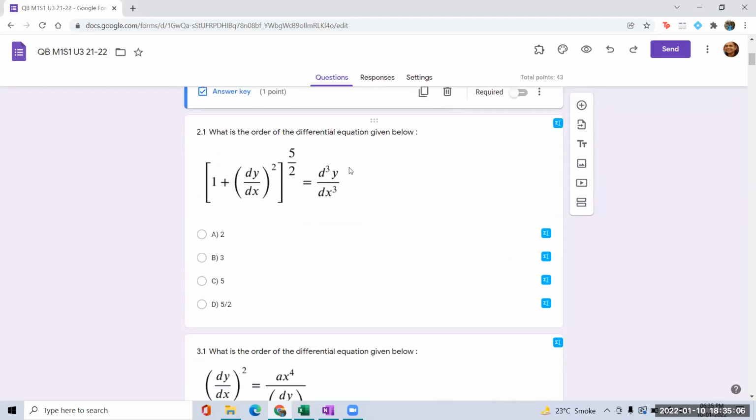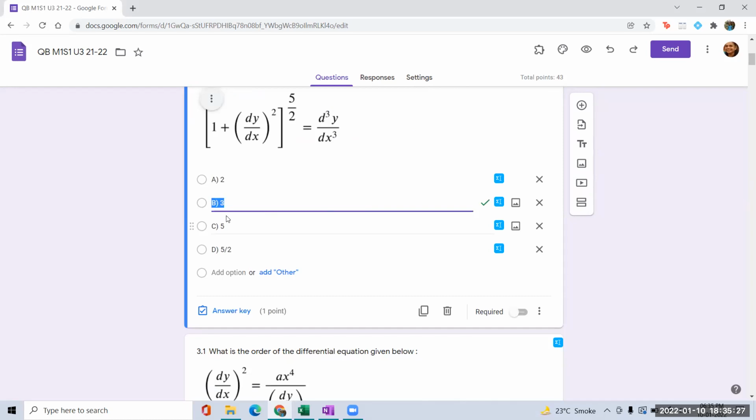Now the second question is the same. What is the order of the differential equation? I repeat again, no need of simplification. You can just observe the third order derivative, what is this term? d3y by dx cube. So this question is answered just by observation. You observe that the third order derivative is taken over here, and therefore the correct answer is 3. 3 is the order of this differential equation.